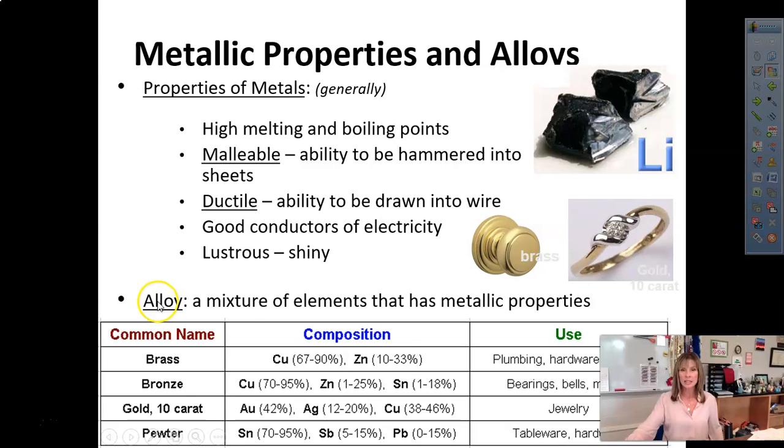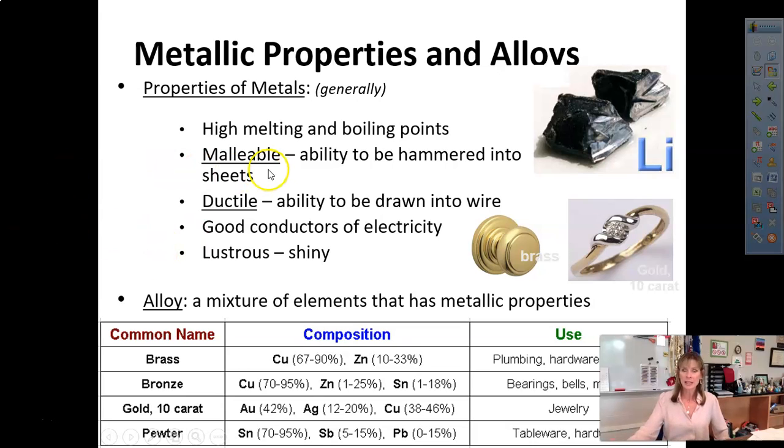An alloy is a mixture of metals. Jewelry is a mixture of metals. My rings, they're not all gold. Gold is really soft. So what happens is that they make an alloy of gold, and they mix other metals in with the gold to give it strength, so that it doesn't get bent very easily.